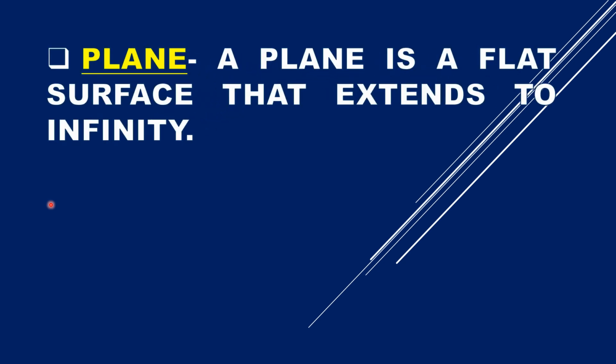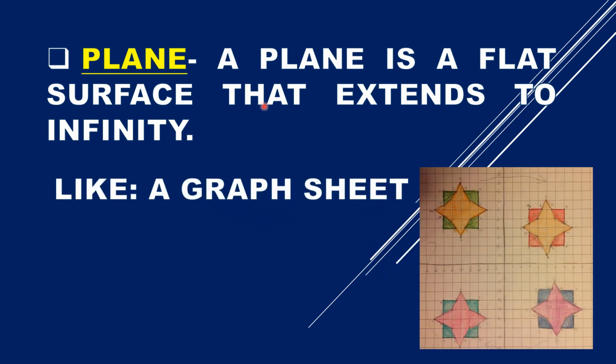So first we will understand the first definition, that is plane. So what is the definition of plane? A plane is a flat surface that extends to infinity. For example, a graph sheet. You can see here a graph sheet is an example of plane.